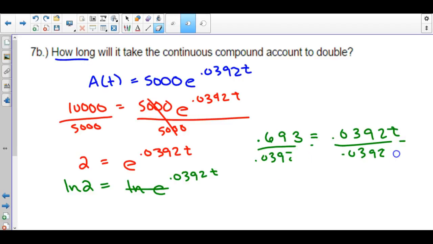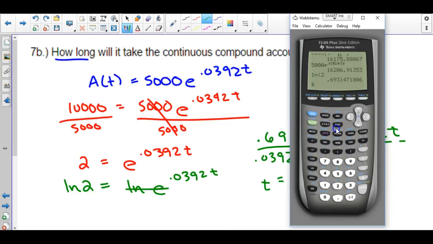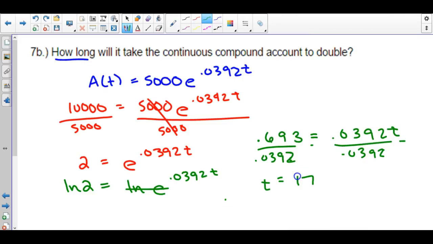Why did I put a t next to that? The t is going to be by itself, and that t value, so divided by 0.0392, that t value represents the time that it's going to take for this account to double. So between 17 and 18 years. So I'll put 17.68, which means it'll take between 17 and 18 years for that account to double.